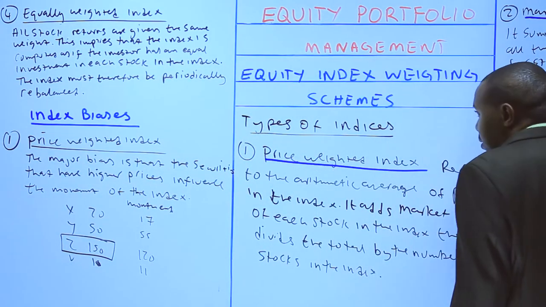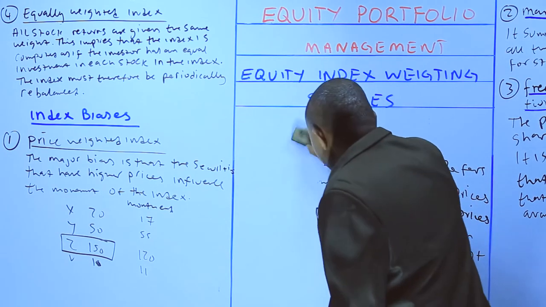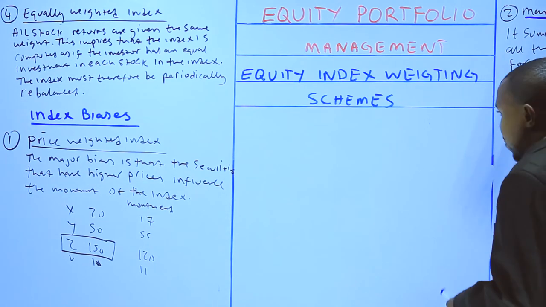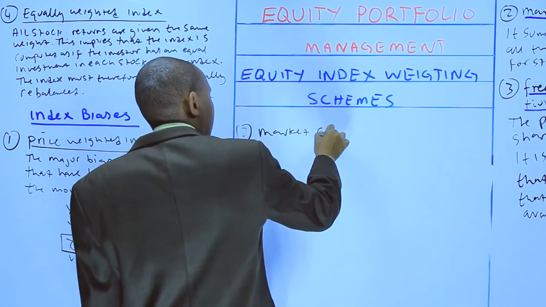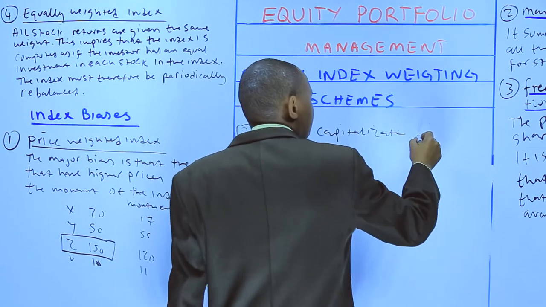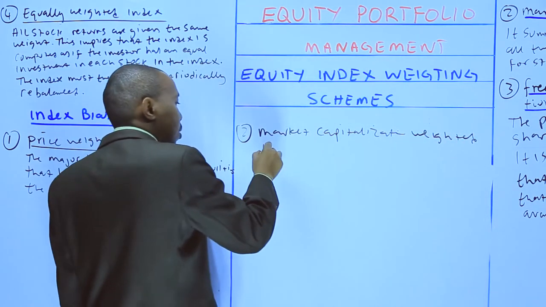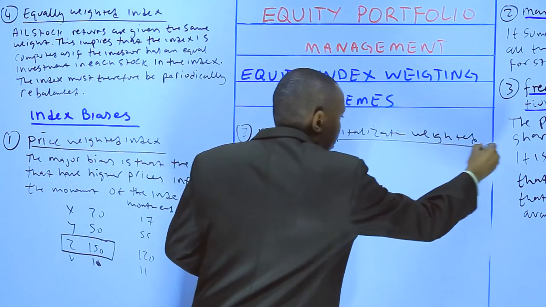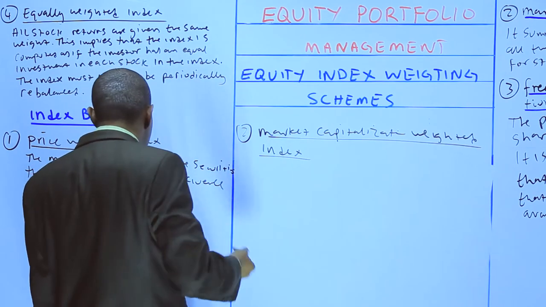Market capitalization-weighted index. Because the market capitalization-weighted index talks about the market caps. So number two: market capitalization weighted index. So for market capitalization, we still have that example over here.